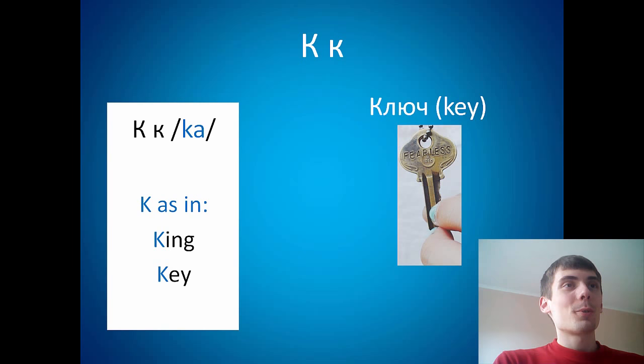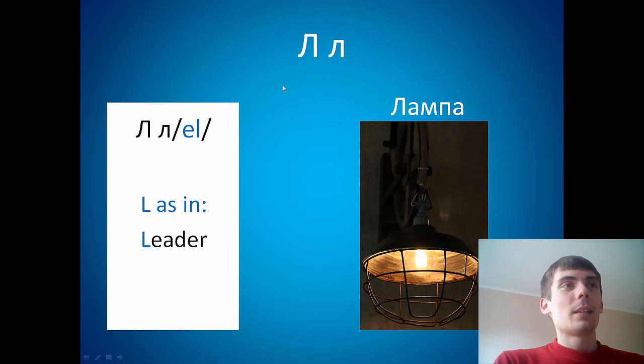Okay, let's move to an easier letter, which is К, as in cane, and in Ukrainian ключ. Next, Л, as in English leader, as in lamp, in Ukrainian лампа, and the letter Л.